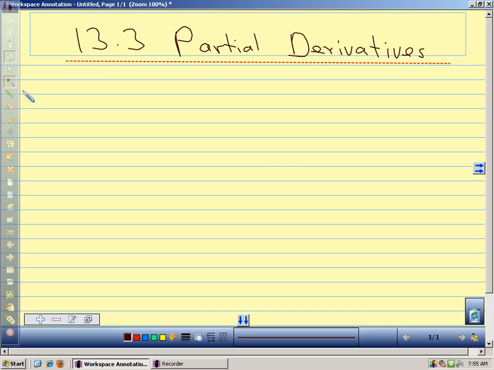So we can take the derivative with respect to x, considering y a constant. We can take the derivative with respect to y, considering x a constant. So we have more things to keep track of. Today we're going to talk about what we call our first partial derivatives, and things get even more interesting when we start taking our higher order derivatives, and we'll talk about that tomorrow.